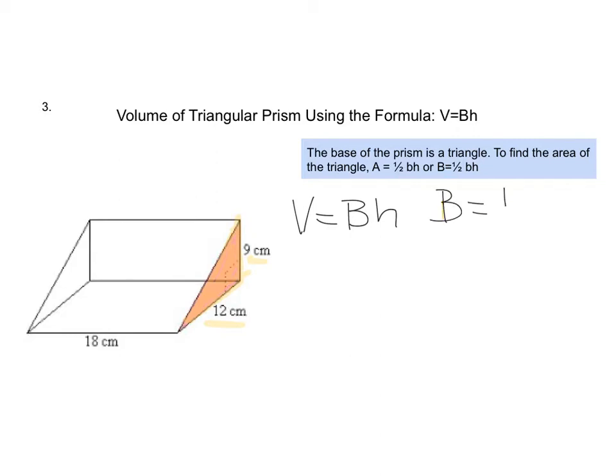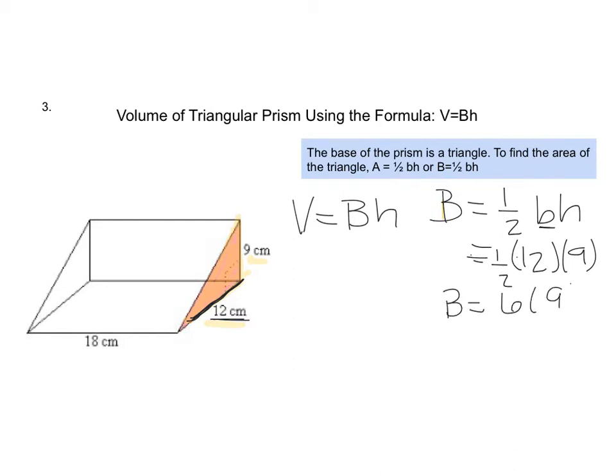So area of the base, we'll use the formula to find area of a triangle. This B here in this formula represents the base of the triangle. Okay, 12. And the height of the triangle is 9. 1/2 of 12 is 6. 6 times 9 is 54. So capital B, the area of this base, is 54 centimeters squared.